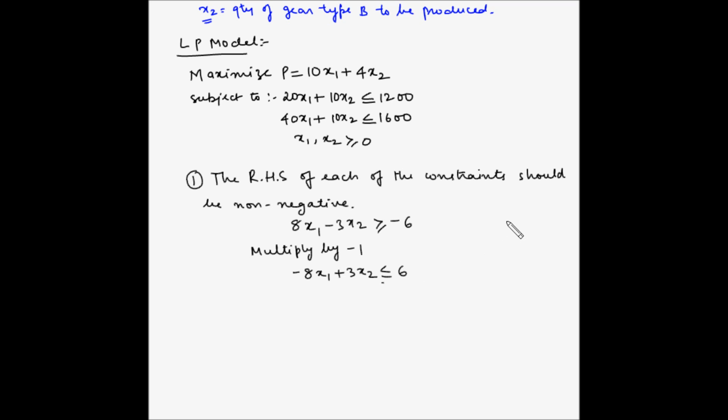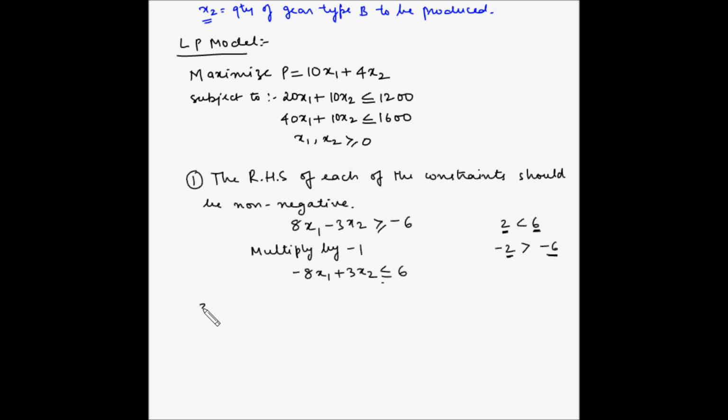Now we know that 2 is less than 6, right? The number 2 is less than the number 6. Let's multiply both the sides by minus 1. So minus 2 and minus 6. But now minus 6 is smaller than minus 2. So the inequality sign reverses. That is the same logic which we applied here.